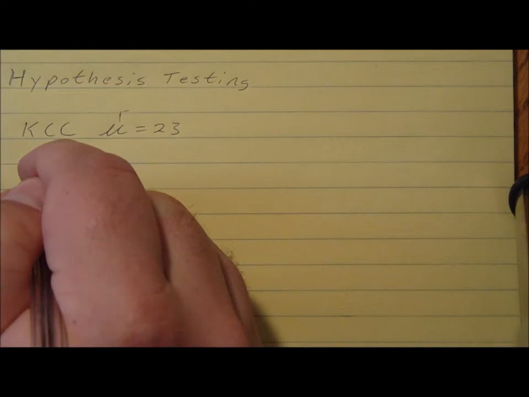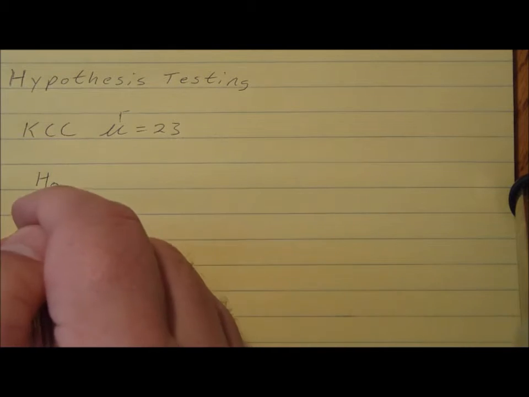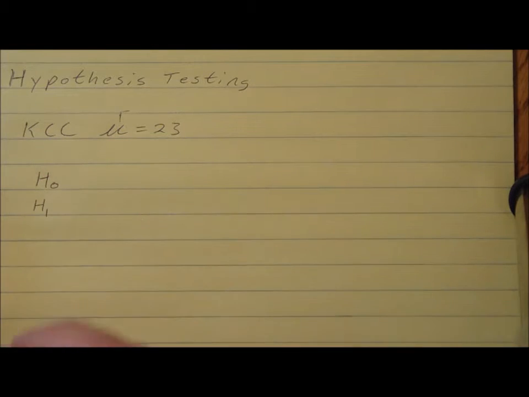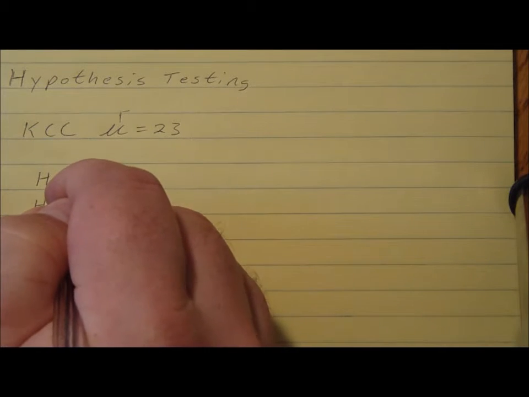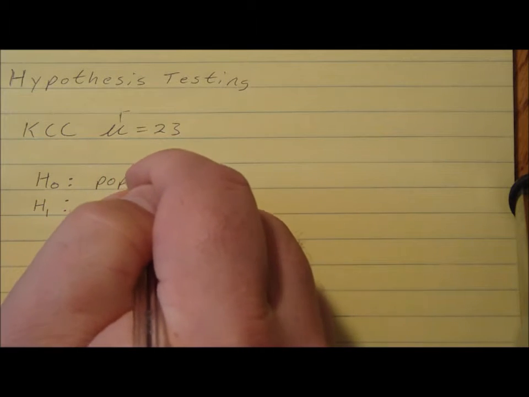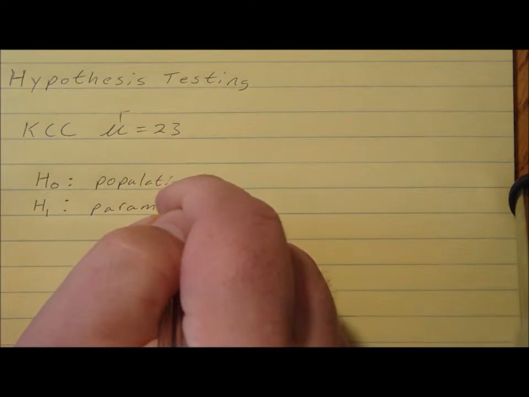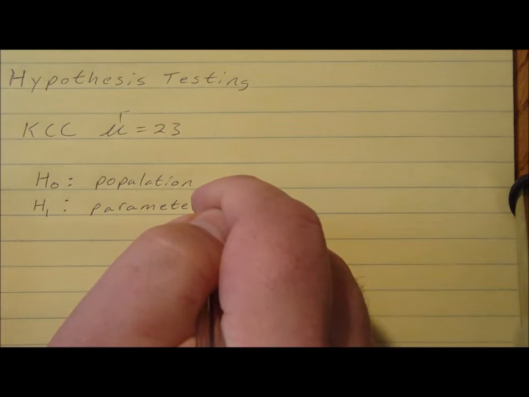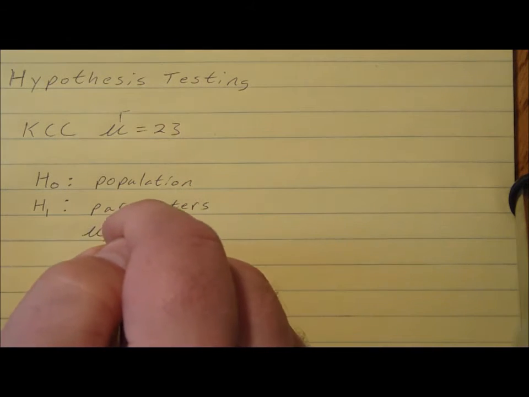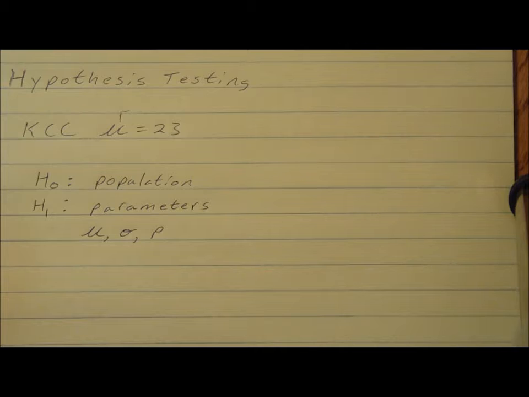The way we set up a hypothesis is that we say that we have H null. This is the null hypothesis. And you have H1, which is the alternative hypothesis. Now these are going to be done on your population parameters. And your population parameters are given to you as the mu, the sigma, and also the p, the population proportion. Those are the three population parameters that we're going to be testing.